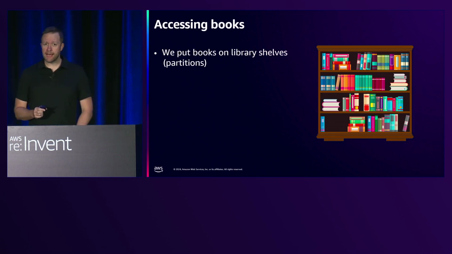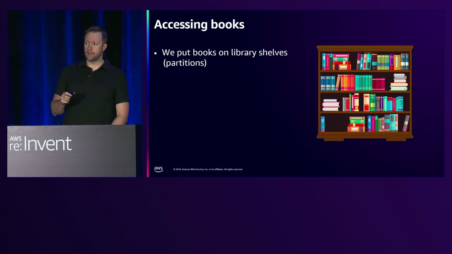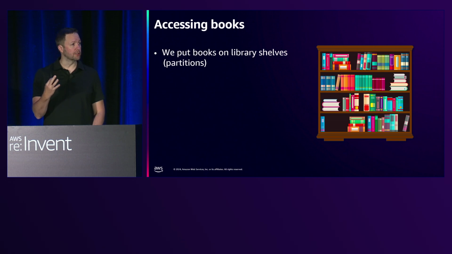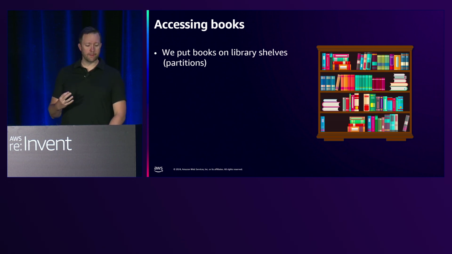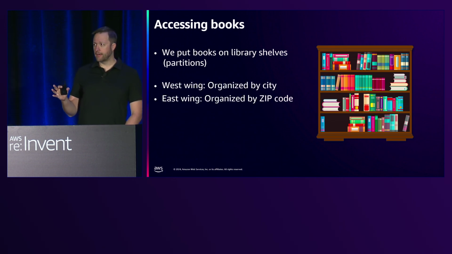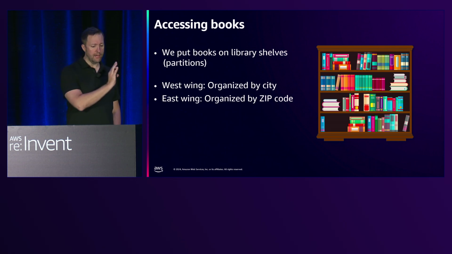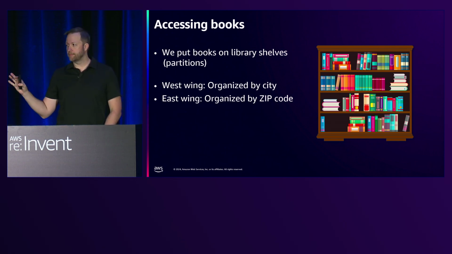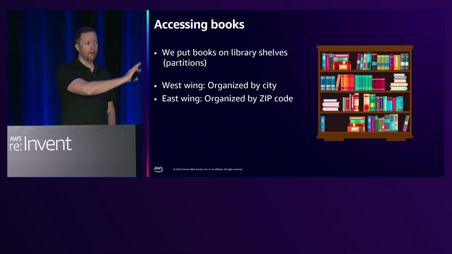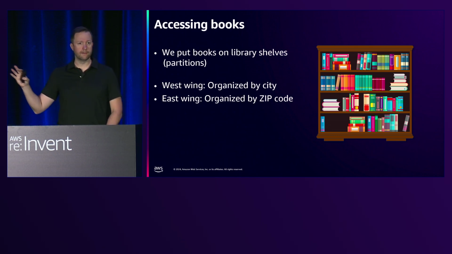OK, now we need to actually put books on shelves in a physical world, right? When Dynamo does this kind of lookup, there has to be a physicality on the back end. So we're going to call these things shelves, or one might call them partitions. And in a library, we're going to have different organizations. So like the west wing will be all the city organization, and the east wing will be by zip code. Because remember, those are different books. And so we're going to have over here is one kind, over here is another kind.